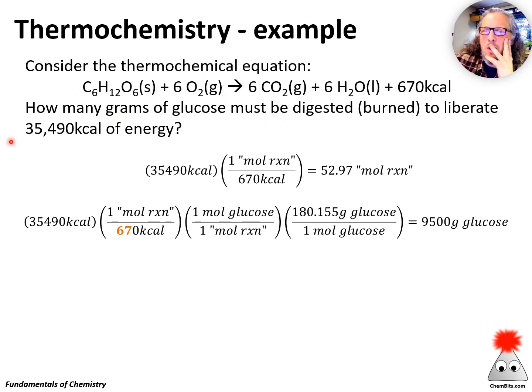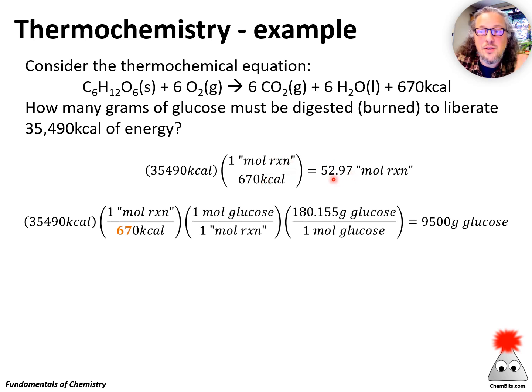how do I get moles? Well, I know this is how much energy I want. And, oh wait, there's moles of reaction because I've got a balanced chemical equation. So this mole of reaction is 670 kcals. So if I take 35,490 kcals divided by 670 kcals per mole, I get moles of reaction. So that's that second step in our stoichiometry process.